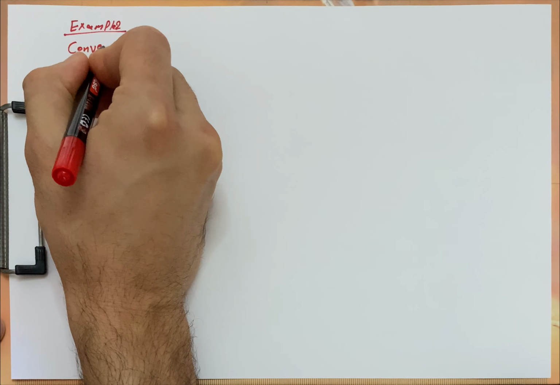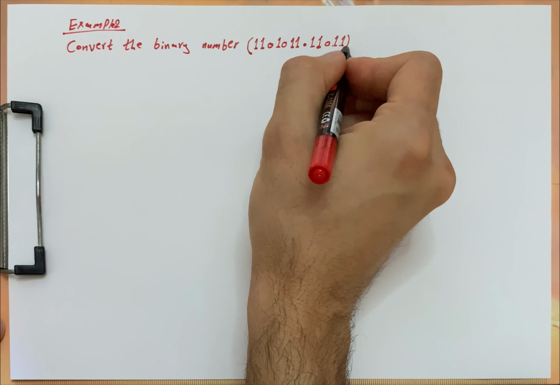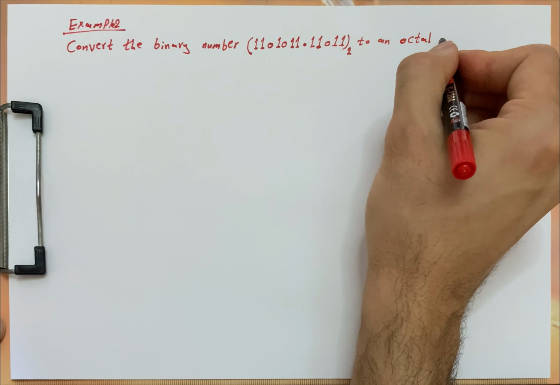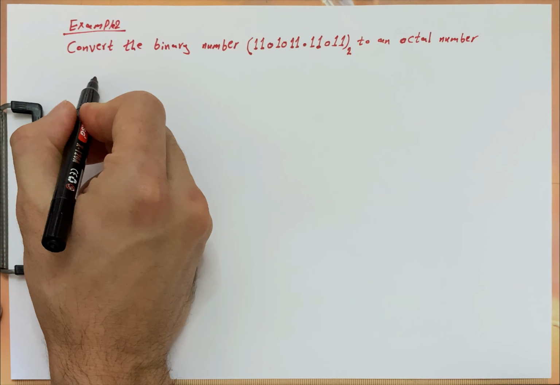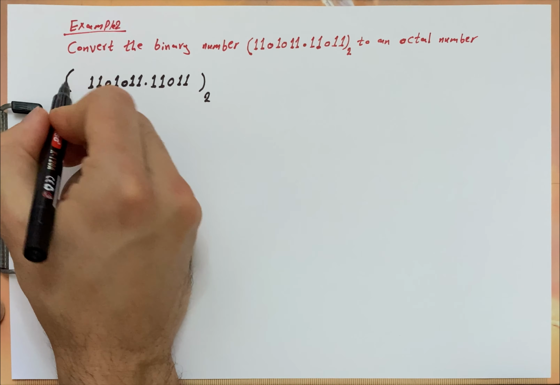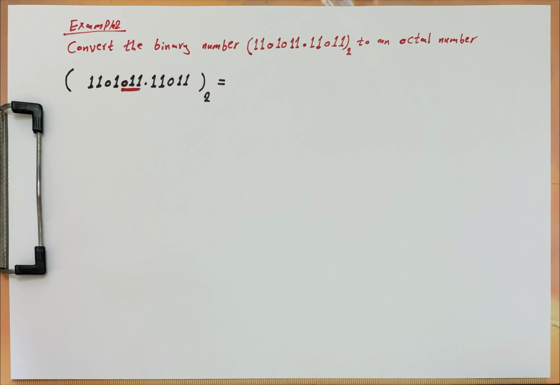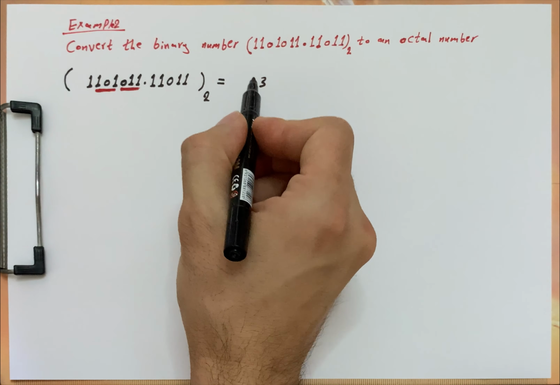Let us take another example. Example 2. Convert the binary number 1101011.11011 to an octal number system. First, we will be grouping the binary digits by 3. We start with the integer part from the left of the decimal point and take these 3 digits. From the table, these digits are equal to 3. Then we take the next 3 digits. From the table, these digits are equal to 5.